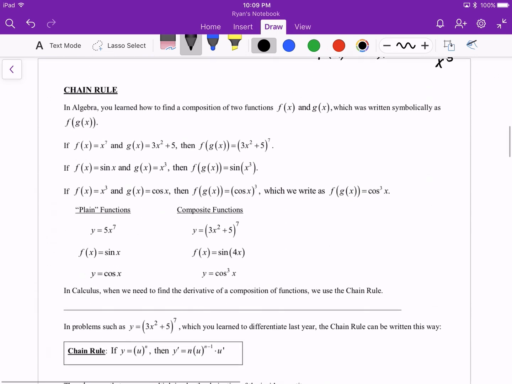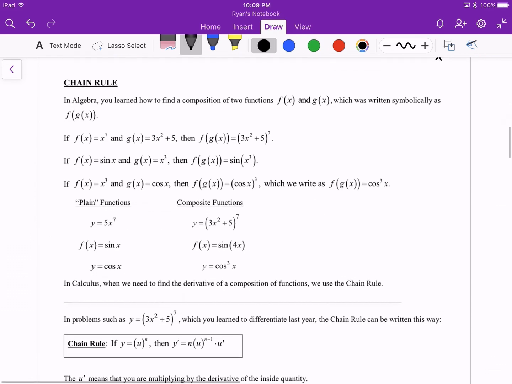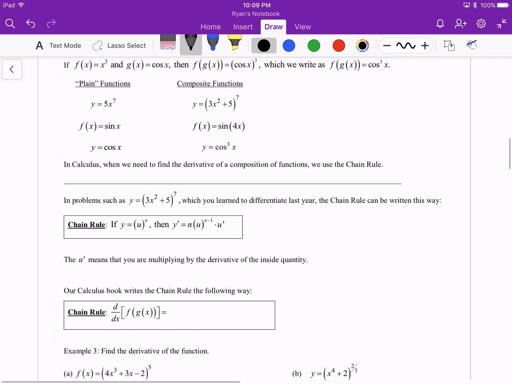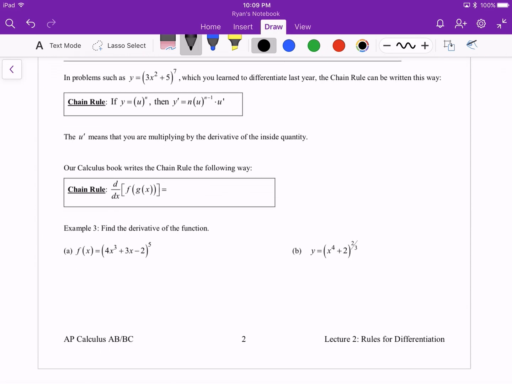Okay, so that's the power rule. We're now going to move into talking about the chain rule. Okay, so this is basically just some information and some review for you of composite functions. So I'm going to let you read that on your own, and not really going to talk too much about that. Now, there are kind of two versions of the chain rule.